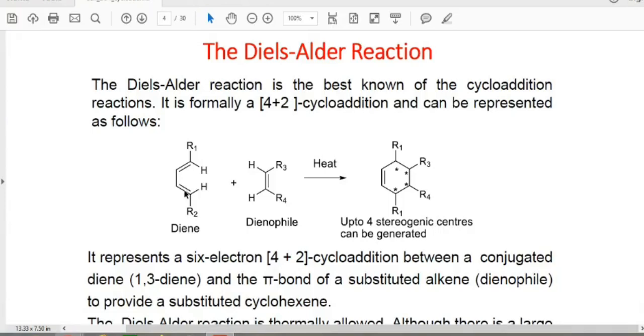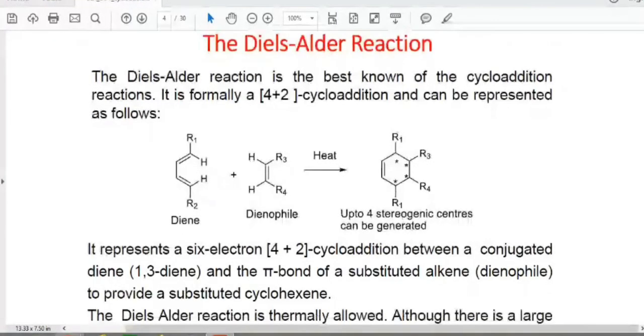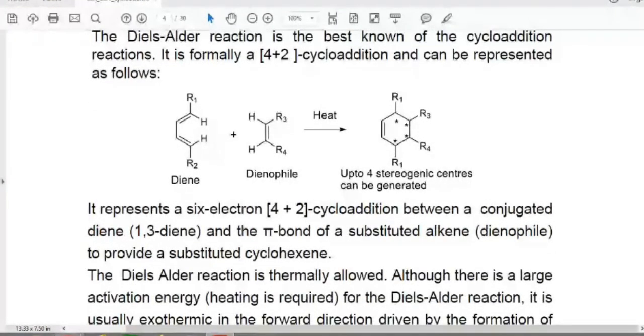So it is called 1,3-diene, the first carbon and the third carbon, 1,3-diene. So this one is a dienophile. Here 6 pi electrons were involved. So that is why here is 4 pi electrons and here is 2 pi electrons, and each double bond represents 2 pi electrons. So that is why here a 6 electron system is there.